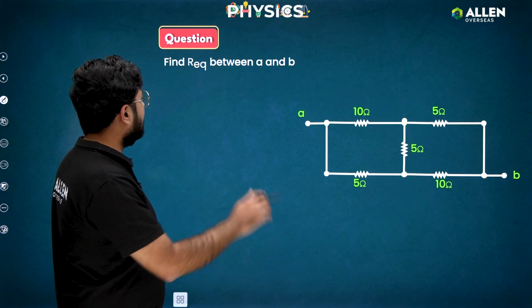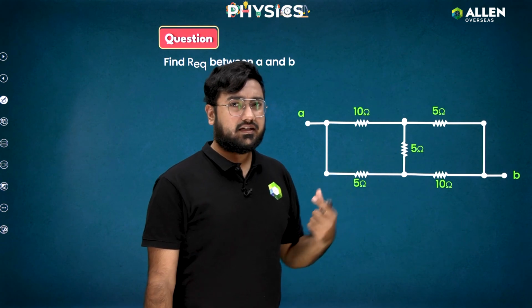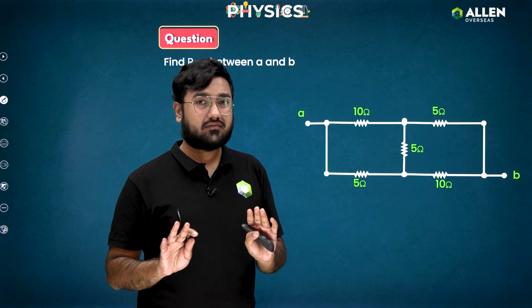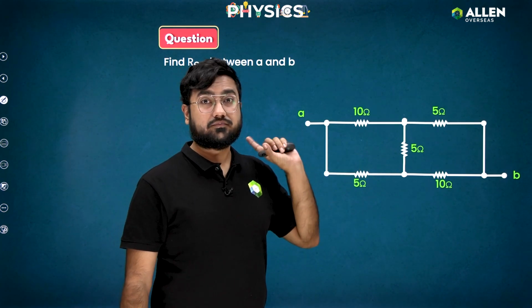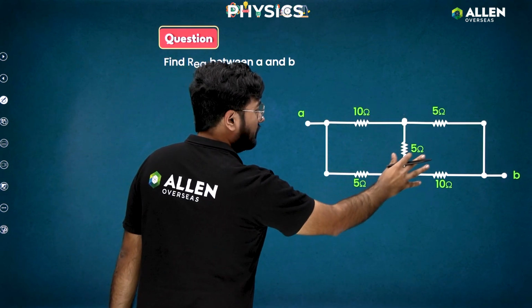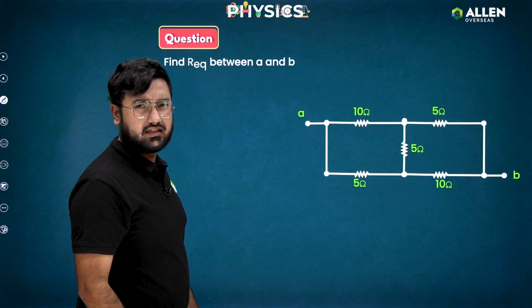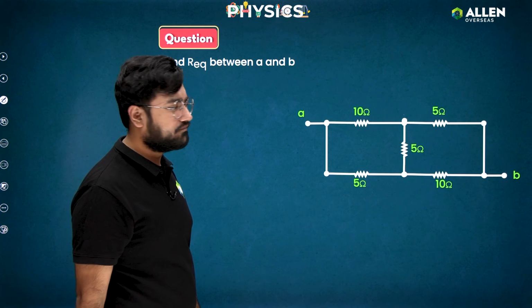Let us understand the Wheatstone bridge by a question. So what's the question? Find R equivalent between A and B. Now look at this circuit. We just have to resolve this circuit somehow. Now when you look at this circuit, no resistor is in series and neither are they in parallel.